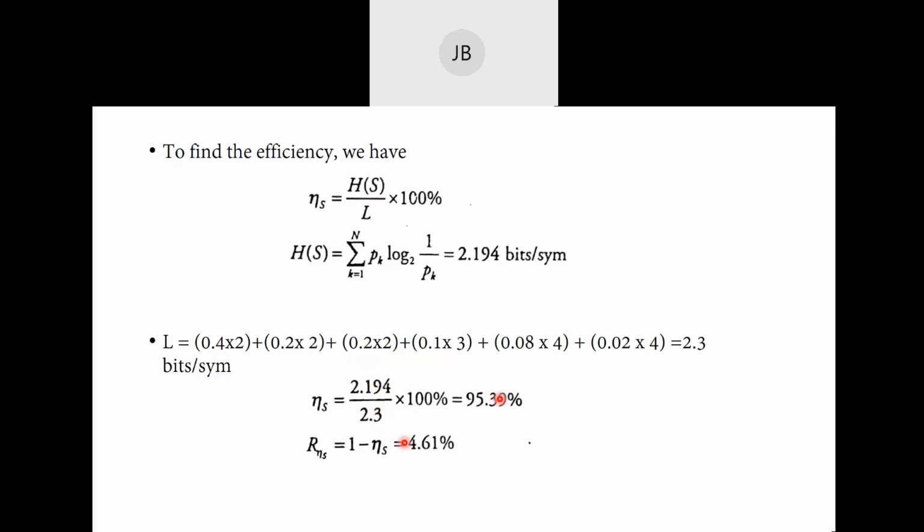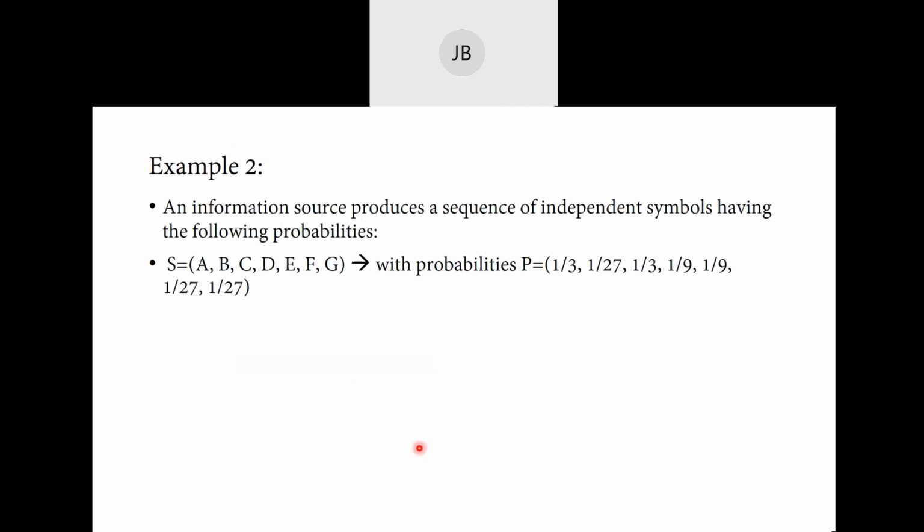So that is what we find here, 100 minus efficiency, that gives us the wastage or redundancy involved with this particular coding scheme for this specific example. So this is how we found the encoding scheme. Let us move on to the next concept.